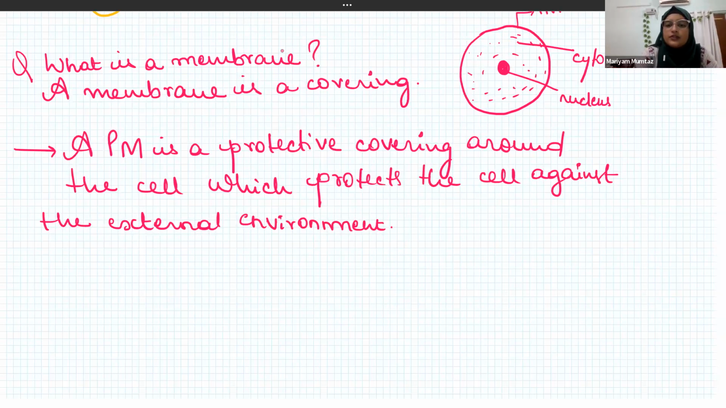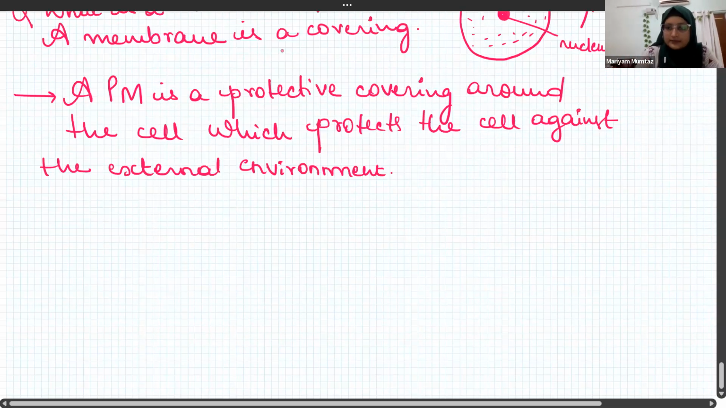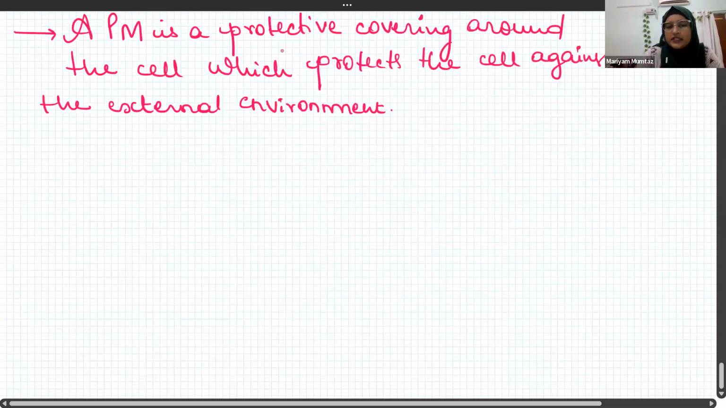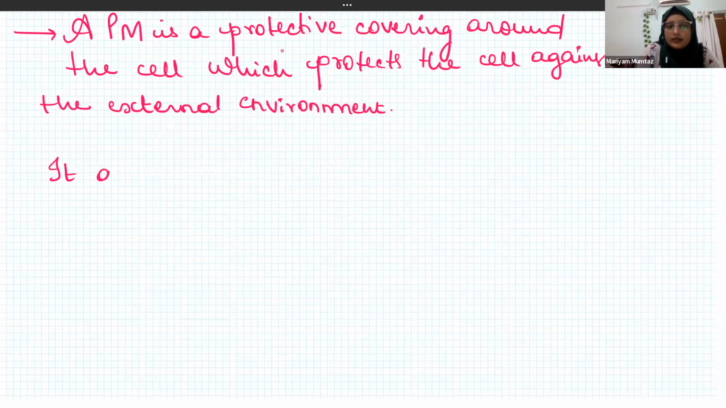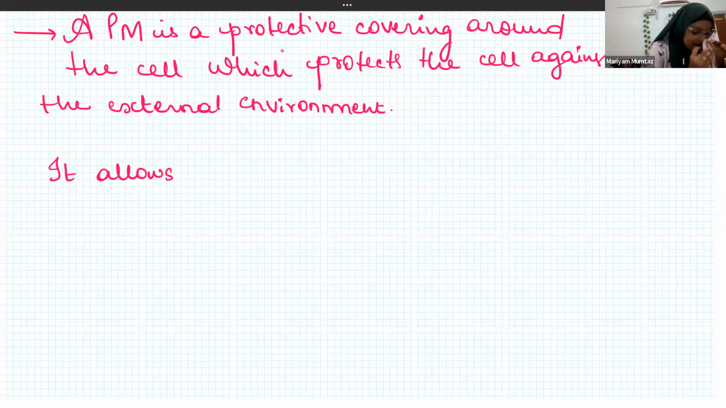Now, we will also talk about more of its function. This particular cell membrane that I showed in the diagram is a semi-permeable membrane. Now, can you tell me why it is a semi-permeable membrane? To let the nutrients enter inside. Yes.